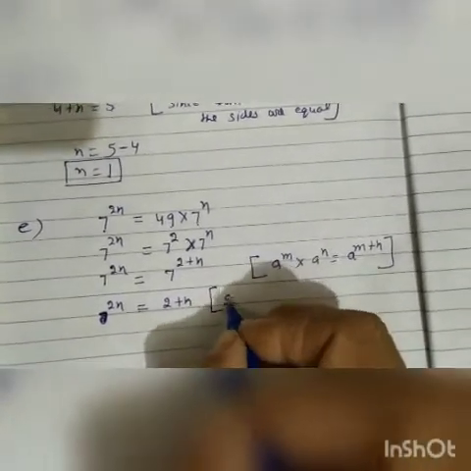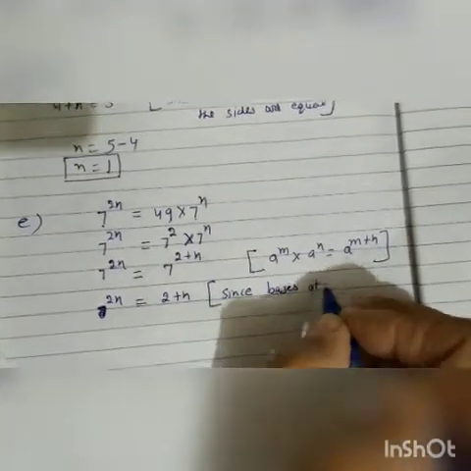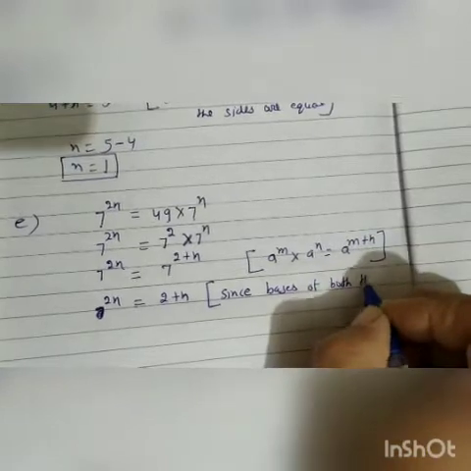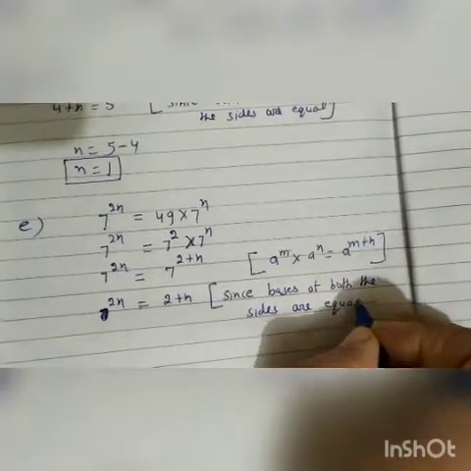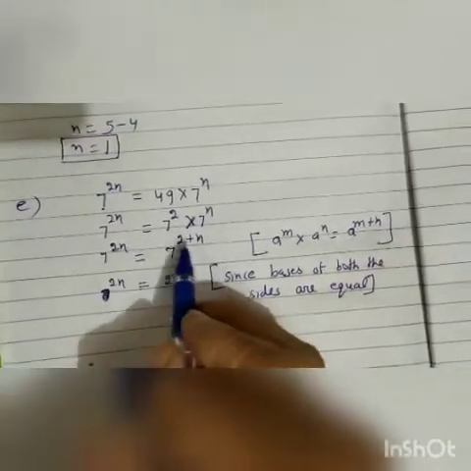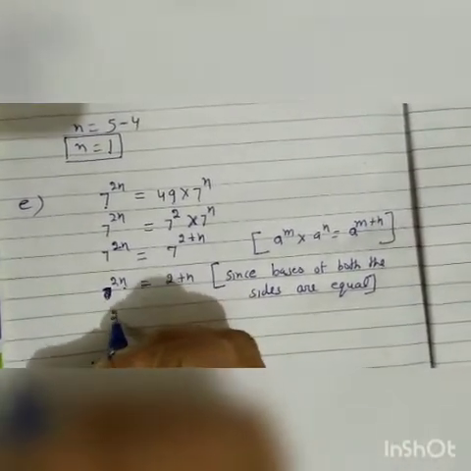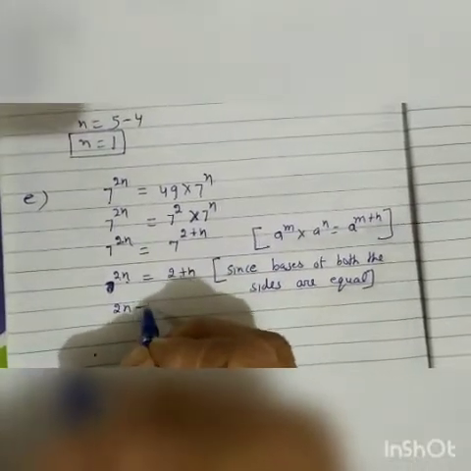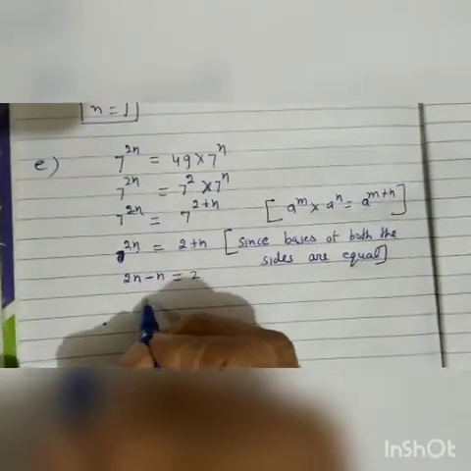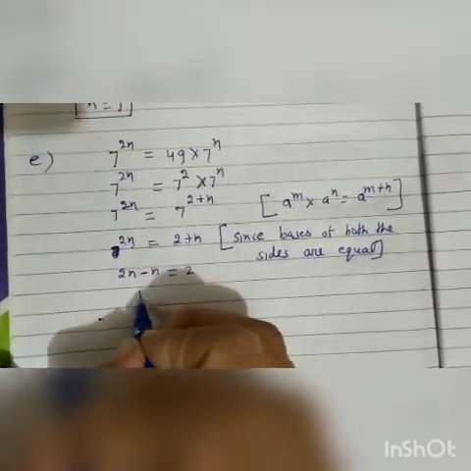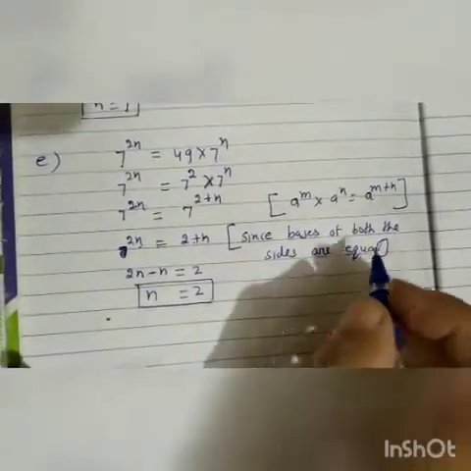Why? Again, since bases of both the sides are equal, so their powers will be equal. 2n is equal 2 plus n. Now this 2n, take this plus n to this side, it will be minus n. Is equal this 2n minus 1n means 1n. 1n will be written as n. n is equal 2. Value of n is equal 2.